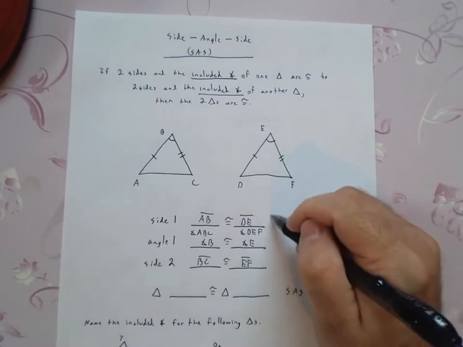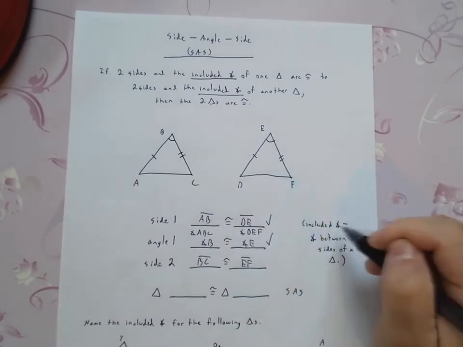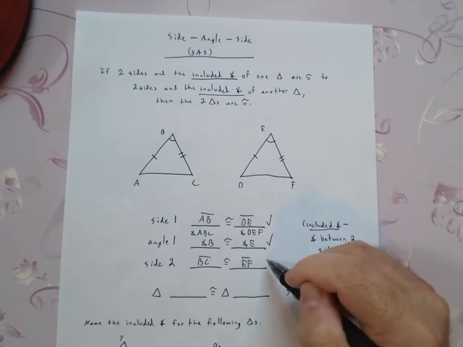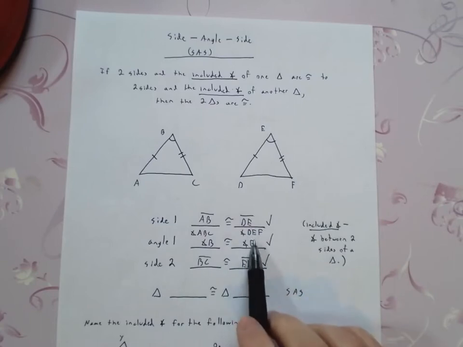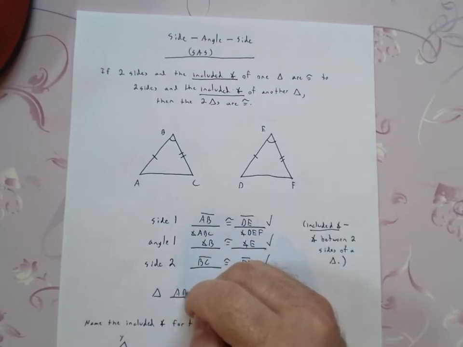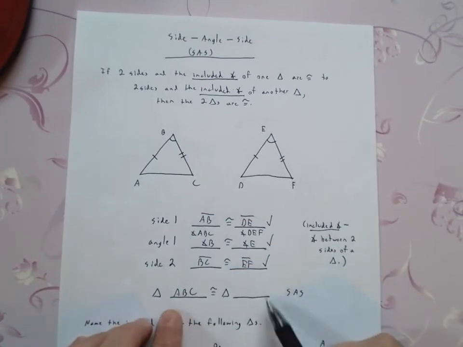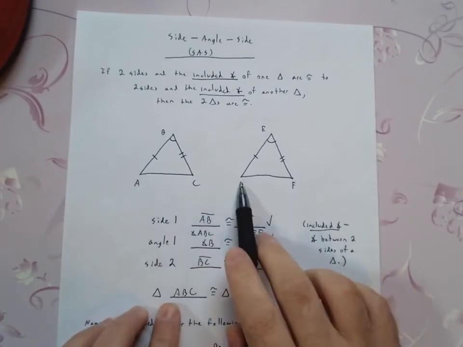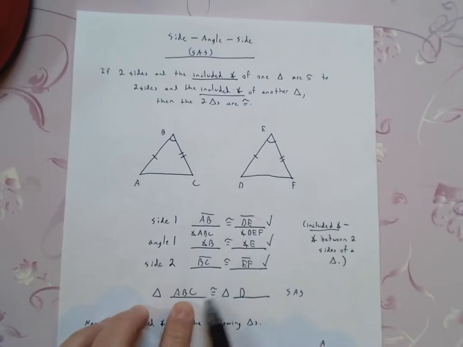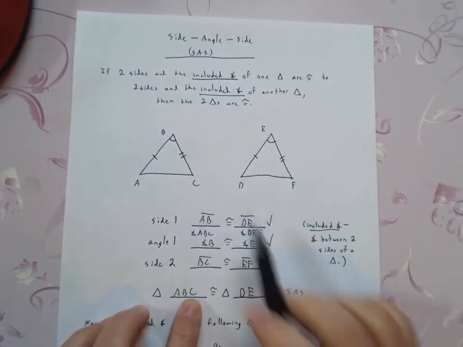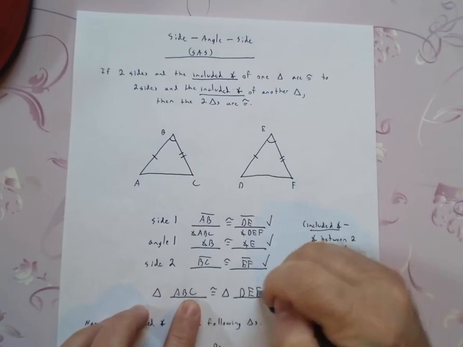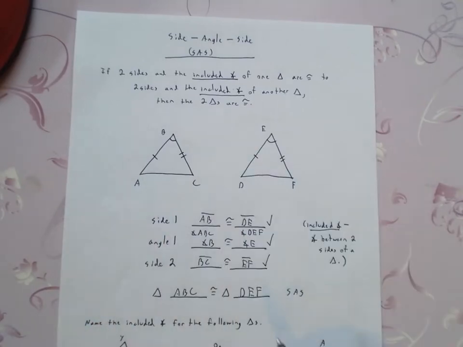So notice we have a side, we have an angle that's included, and then we have another side. So that is side, angle, side. And these two sides form that included angle. So we know our triangles are congruent, so we can write triangle ABC, and all you gotta do is match. Who matches up with A? That would be D. Who matches up with B? That would be E. Who matches up with C? That would be F. All right, so this is what side, angle, side looks like.